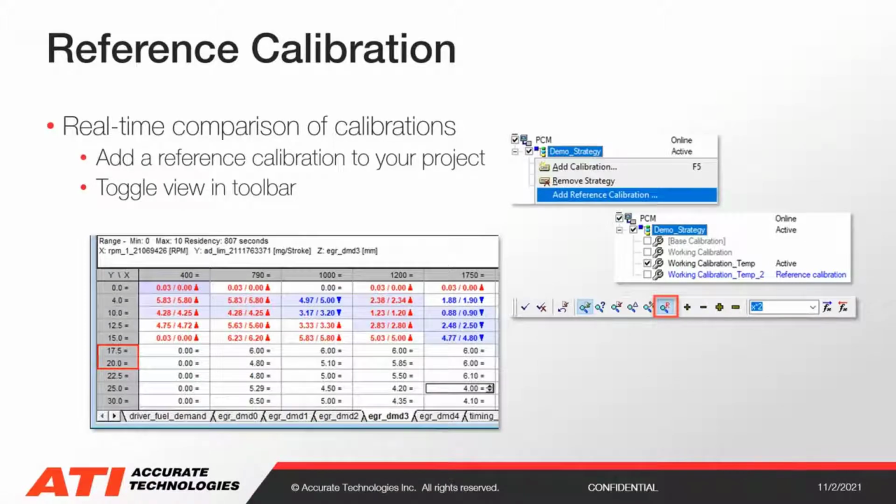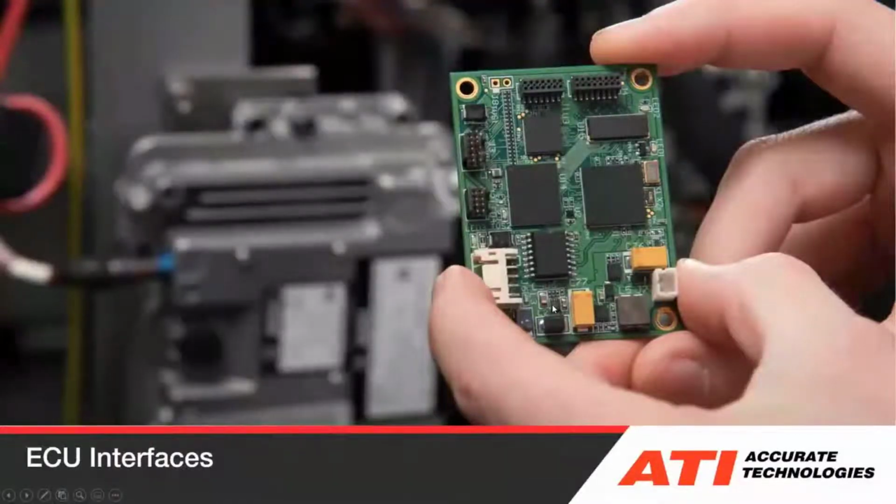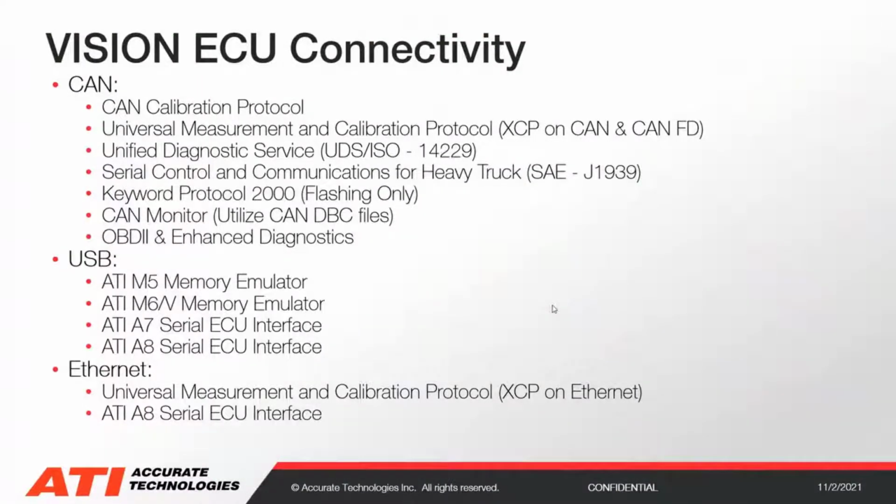All right. Next, we're going to talk about ECU interfaces. Not just A8 like you see there, but all types of connectivity to your ECU of choice. So we do support quite a bit. We've got CAN, USB, Ethernet.